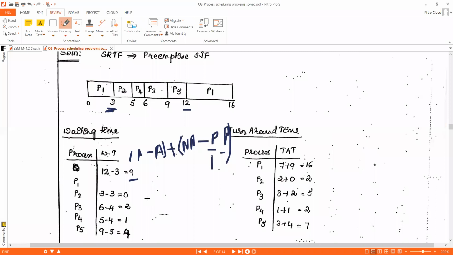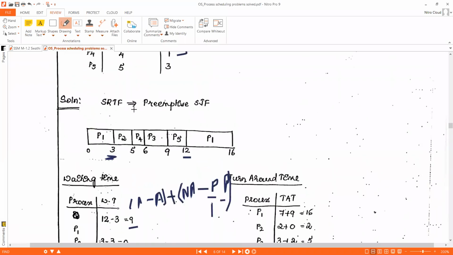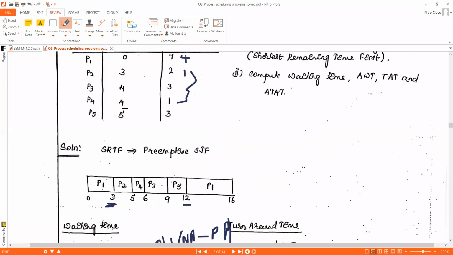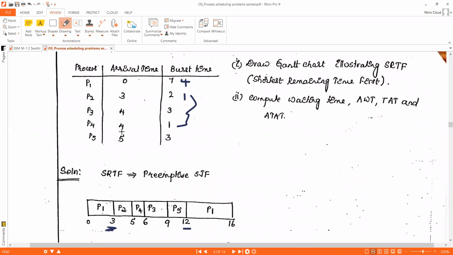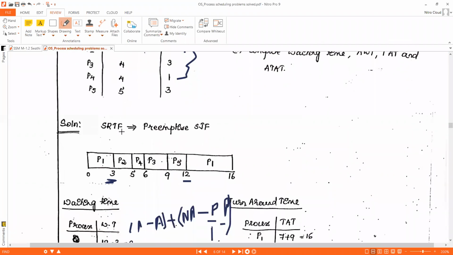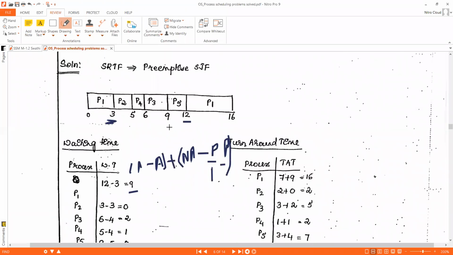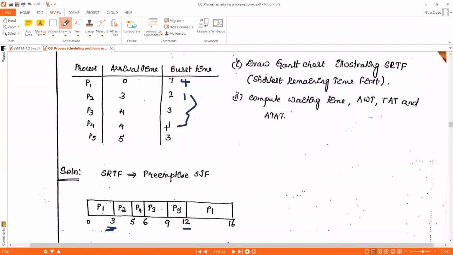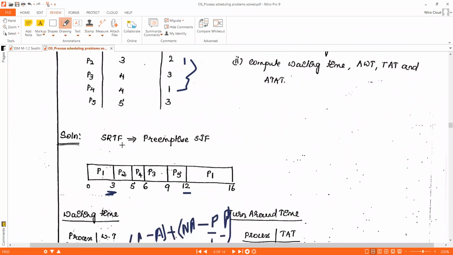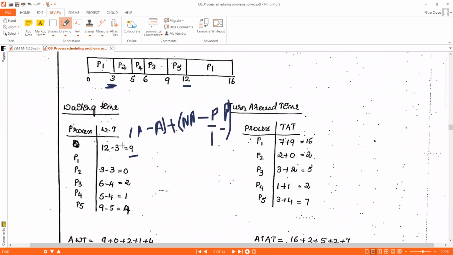Next, process 4: the allotted time is 5 milliseconds and its arrival time is 4 milliseconds. 5 minus 4 is 1 millisecond, the waiting time for process 4. Next, for process 5, the allotted time is 9 milliseconds and the arrival time of process 5 is 5 milliseconds. 9 minus 5 is 4 milliseconds, the waiting time for process 5.